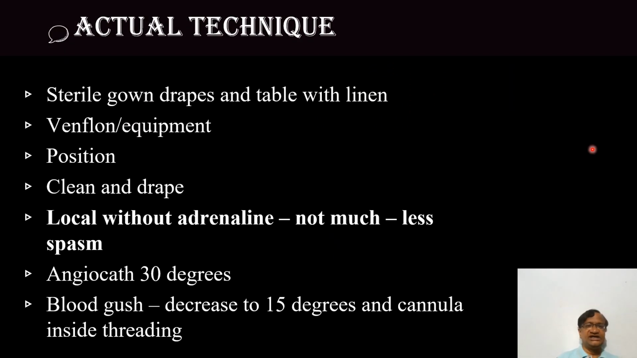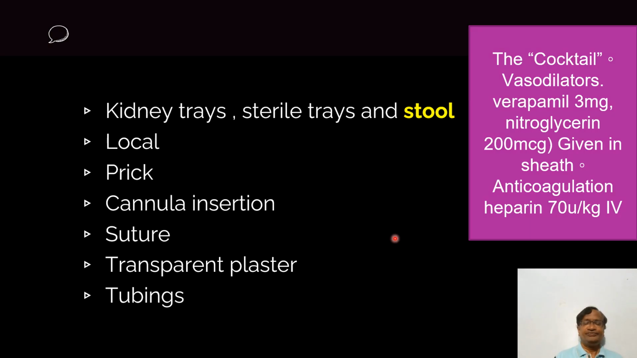Now the actual technique: sterile gown, gauze, table with linen, equipment, position, clean drape, local anesthetic without adrenaline, minimal. Angiocath at 30 degrees, put it inside, blood gush, decrease to 15 degrees and advance the cannula inside. Now you can see here.